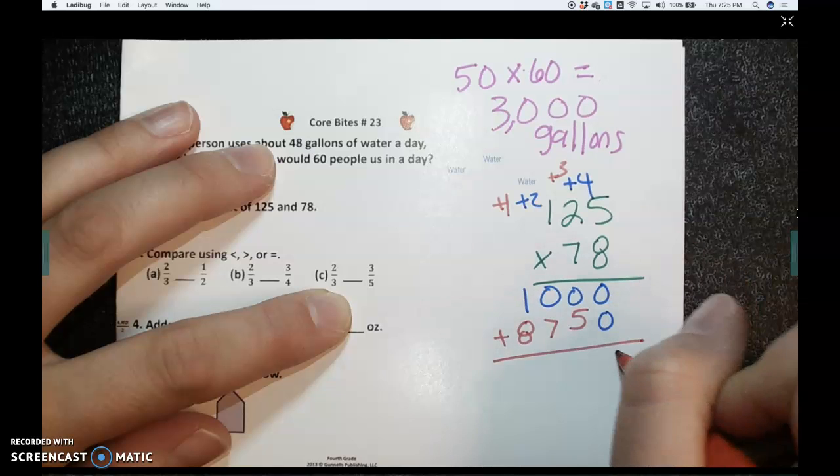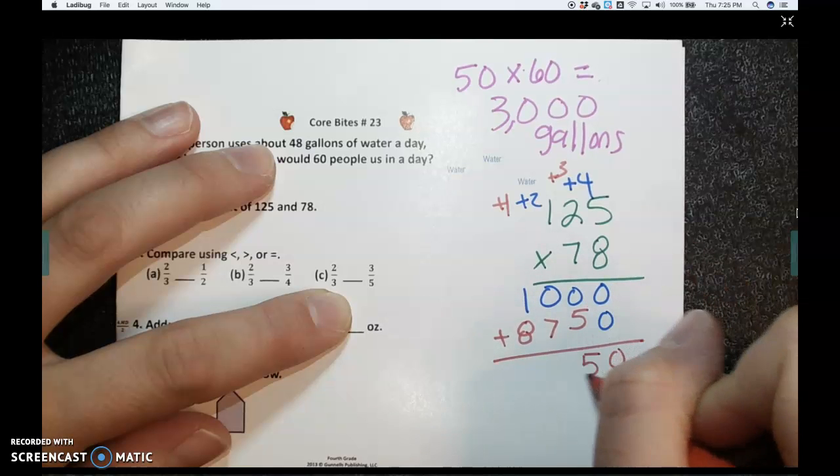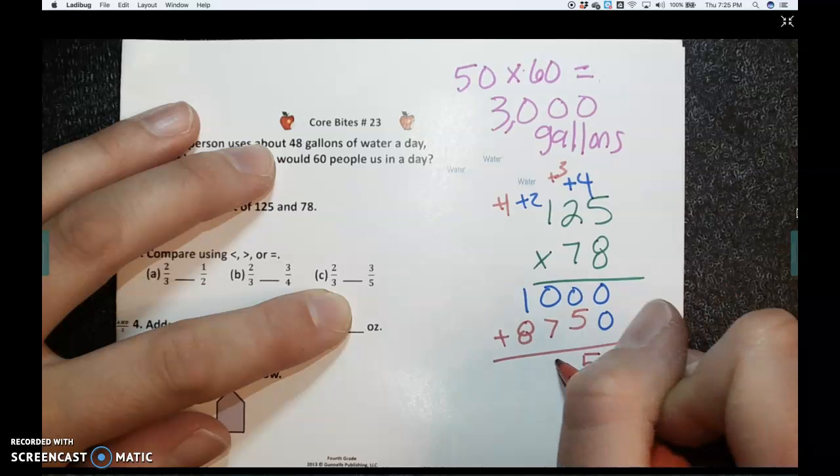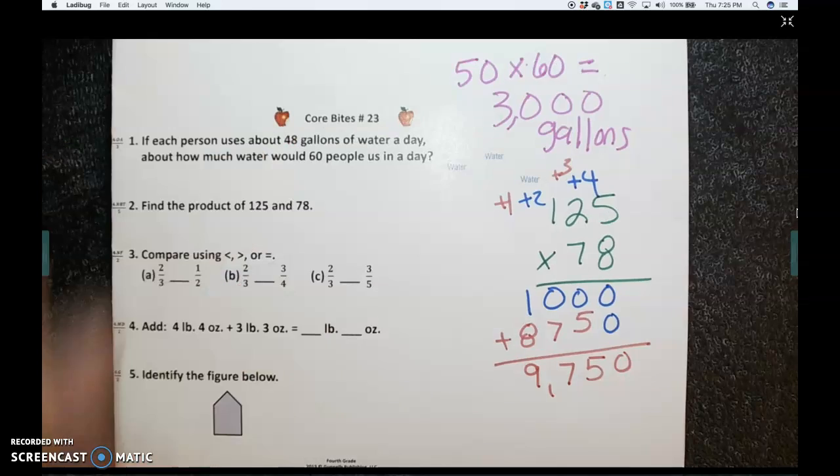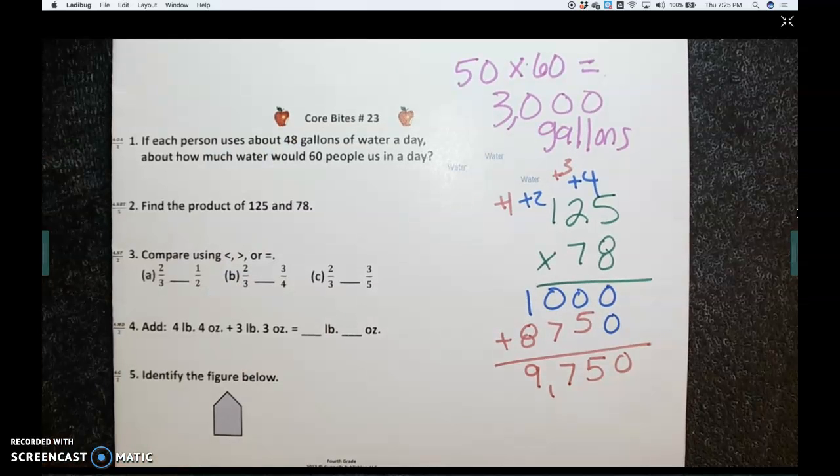So 0 plus 0 is 0, 5 plus 0 is 5, 7 plus 0 is 7, 8 plus 1 is 9. So your answer would be 9,750.